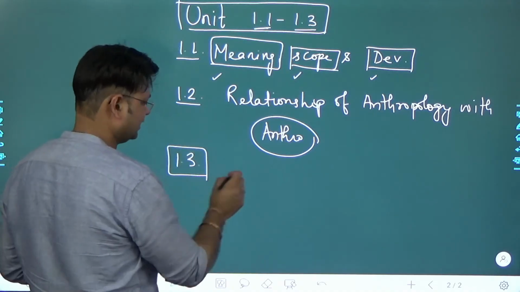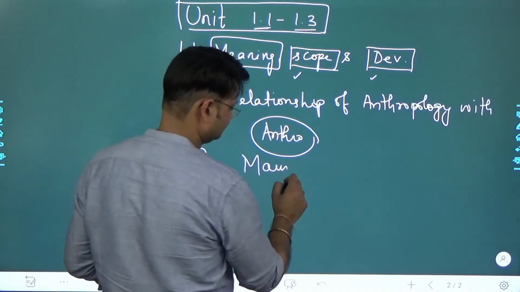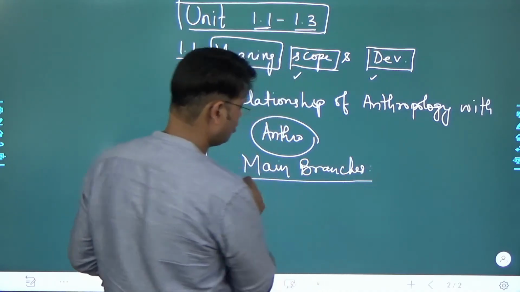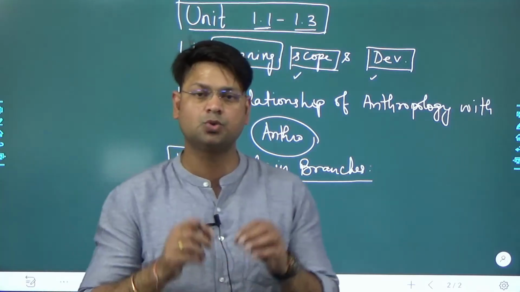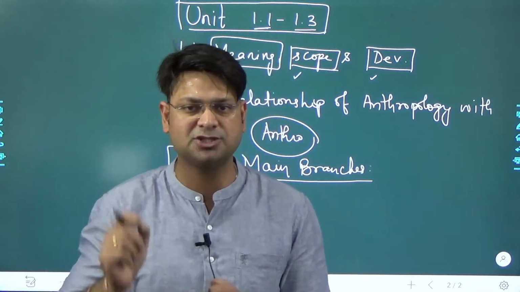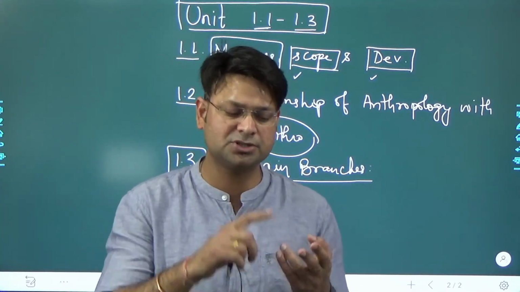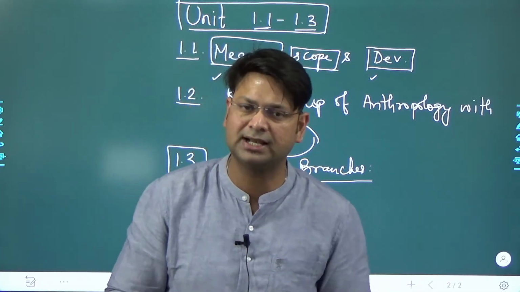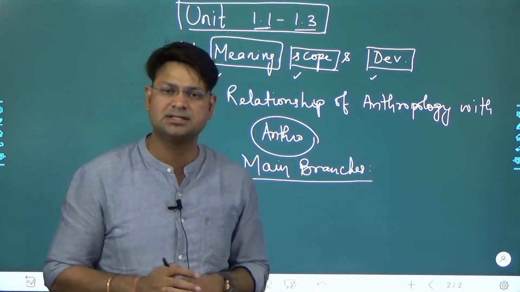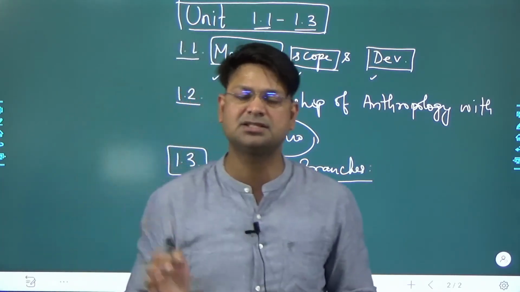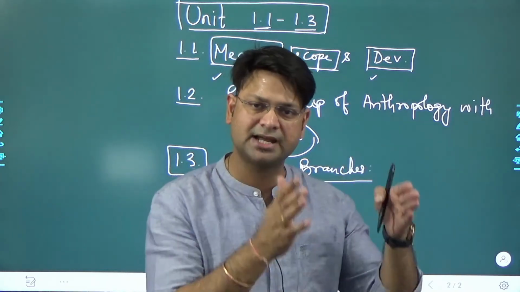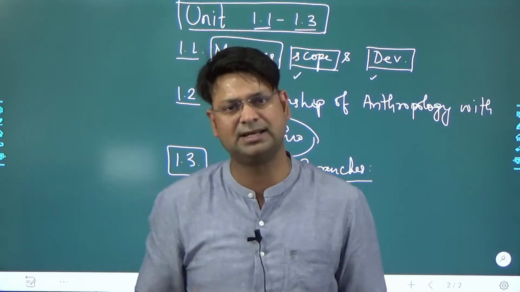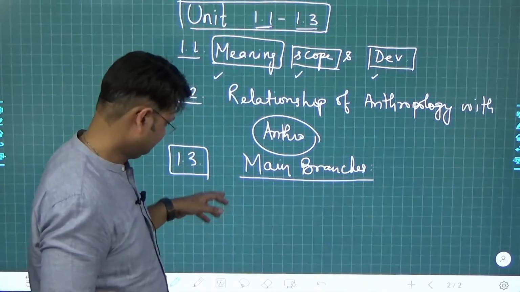1.3, here, main branches of anthropology, right? What are the main branches? There are 4 major branches of anthropology according to a famous American anthropologist, Franz Boas. That is physical anthropology, socio-cultural anthropology, linguistic anthropology and archaeological anthropology. These are the 4 major branches. So we'll try to understand what these branches are, what these branches try to understand, right? How they study, what is their relevance, that will be our purpose.